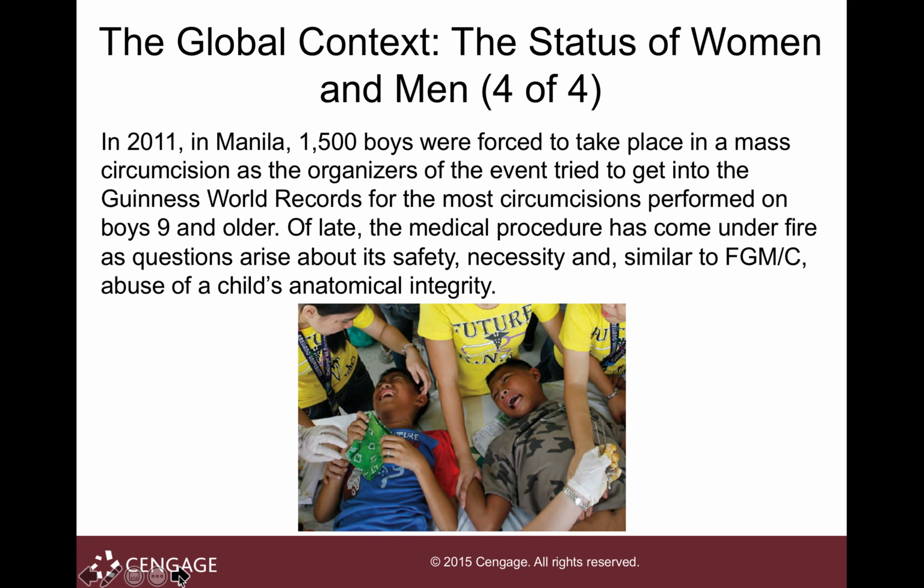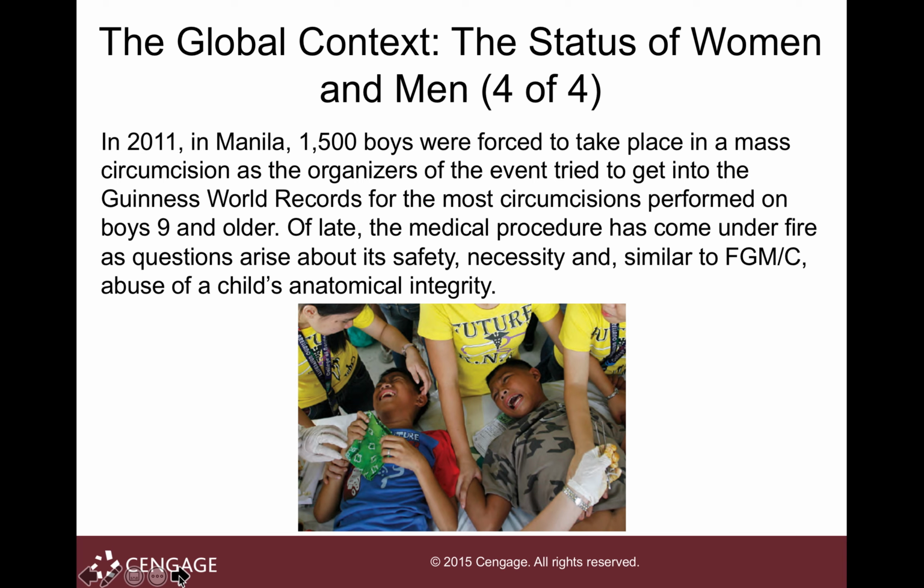So in 2011 in Manila, 1,500 boys were forced to take part in a mass circumcision as the organizers of the event tried to get into the Guinness World Records for the most circumcisions performed on boys 9 and older. Of late, the medical procedure has come under fire as questions arise about its safety, necessity, and, similar to female genital mutilation, abuse of a child's anatomical integrity.